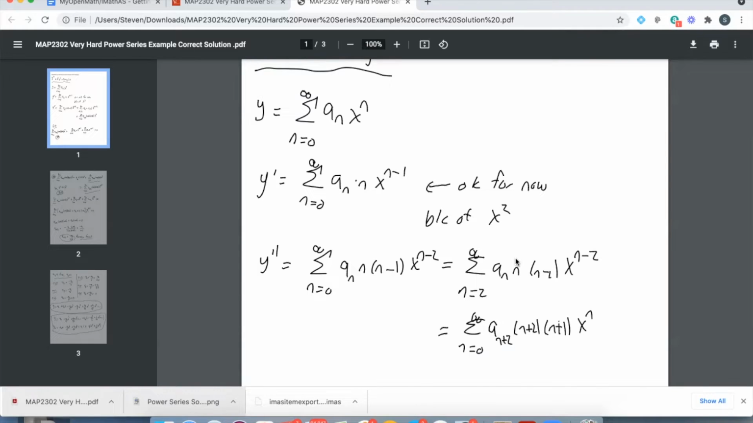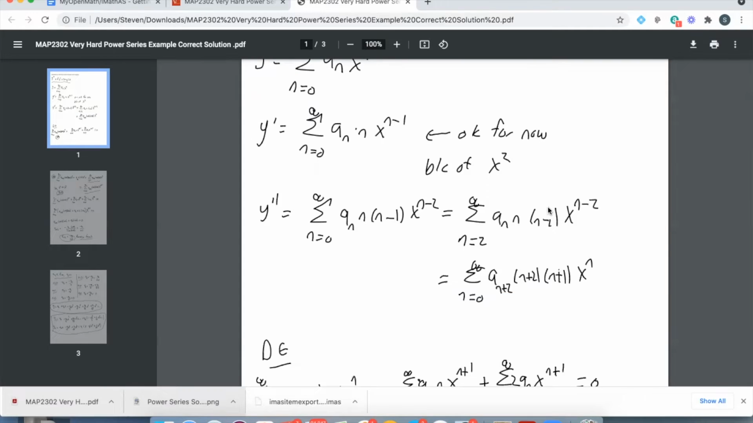Now, maybe I don't want to do this. Maybe I do. We never know. You really just got to get in and play with each one. But I definitely don't want to have an n minus 2 in here. So I want this to be n. So I need this to go up by 2.